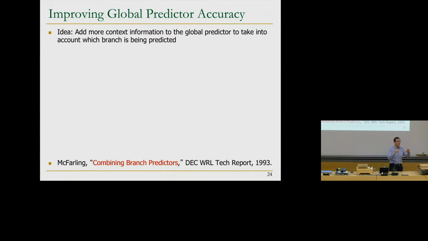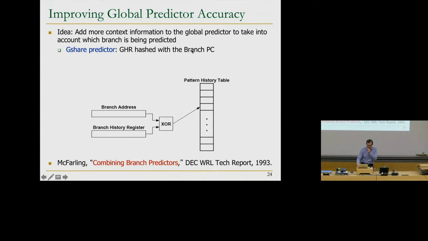Whenever you look at this global history, different branches may see the same global history, but they may actually lead to different outcomes in the execution, because we're using a single global history for all branches in this case. If you add more context information to the global branch predictor, you can actually improve accuracy. And if you've done the reading, you've seen the G-share predictor. It's called G-share. It's essentially a global history register that's hashed with the branch program counter. So you add more context information.